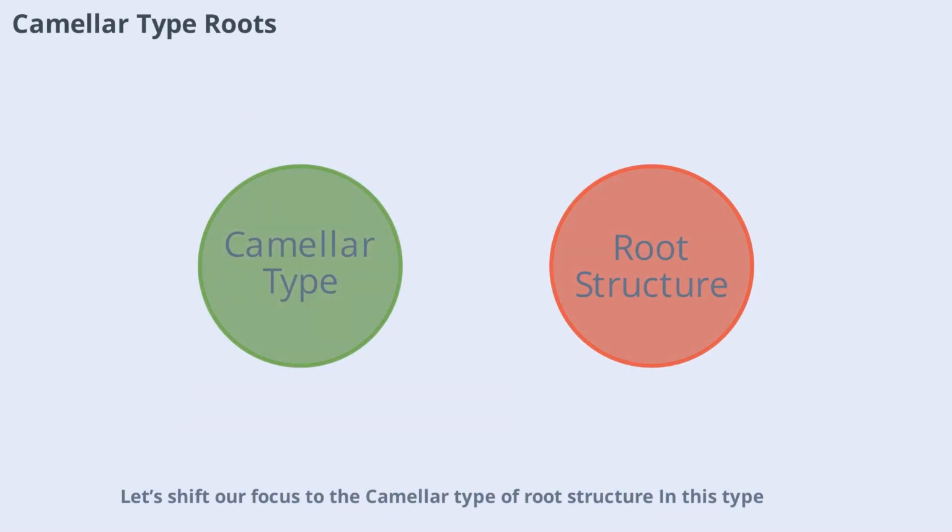Shift our focus to the camellar type of root structure. In this type, the root tissues are arranged without intercellular spaces. This compact arrangement is seen in certain plants such as Eupatorium. The lack of spaces between cells gives the root extra strength and rigidity, which can be beneficial in specific environments. Understanding the camellar type helps us appreciate the diversity of root structures in the plant kingdom.